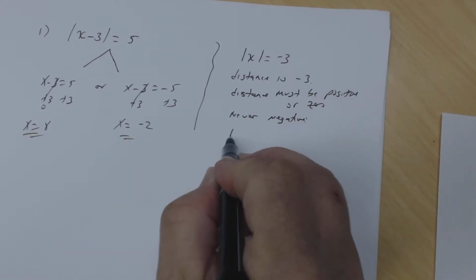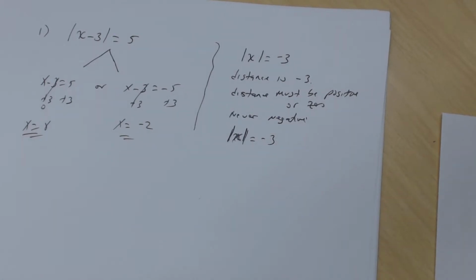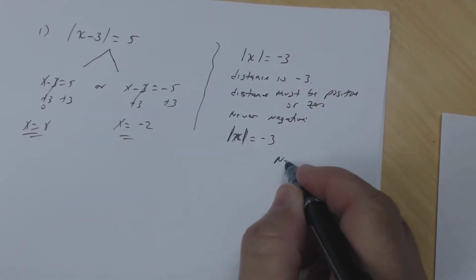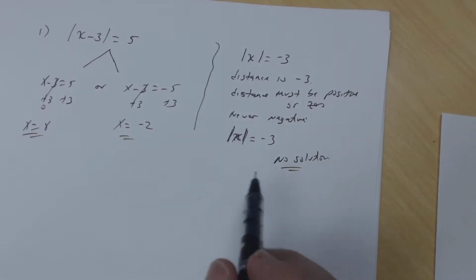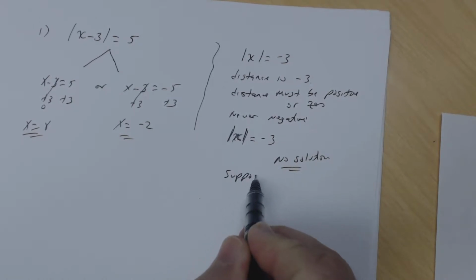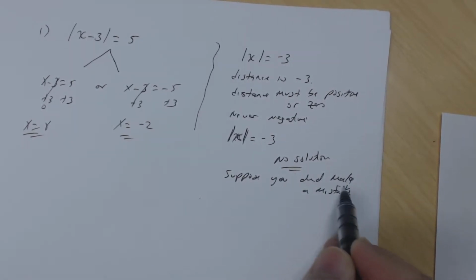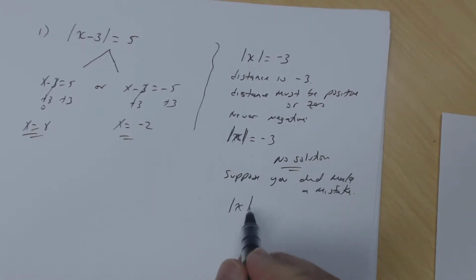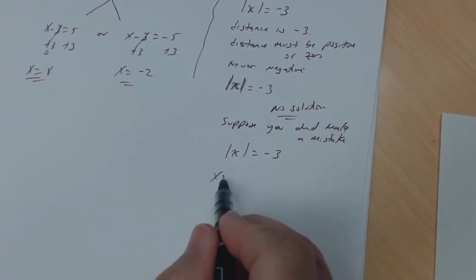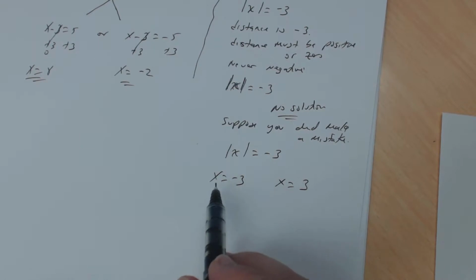So if you have that situation, right away you would say no solution. All right, you would say no solution. Now, let's suppose you did make a mistake. And I'm saying it's called a mistake, and you'll see what I mean. So let's suppose you did say, all right, I'm going to rewrite this as two equations. So x equals negative 3, x equals positive 3.